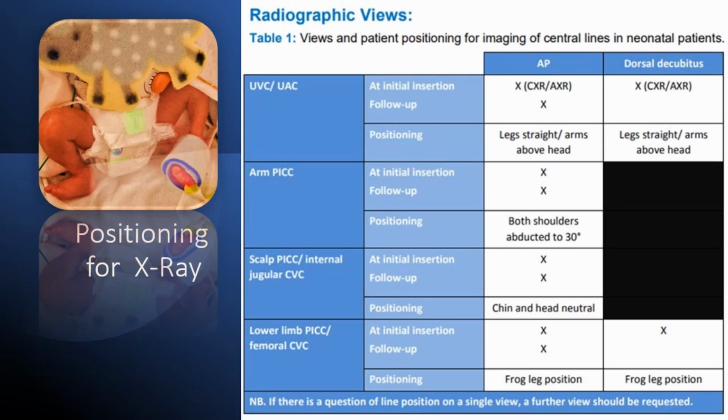Positioning infant for initial and follow-up X-ray. For arm PICC X-ray of the AP view, both shoulders abducted to 30 degrees. For lower limbs position, frog leg. Initial X-ray is AP view and dorsal decubitus.